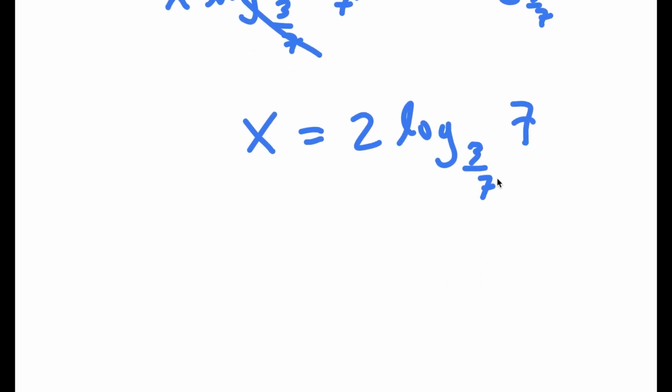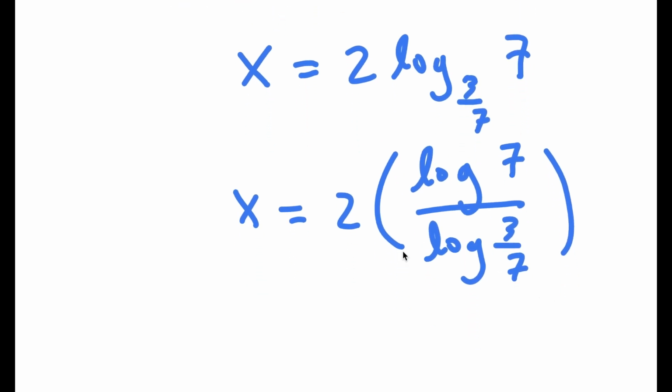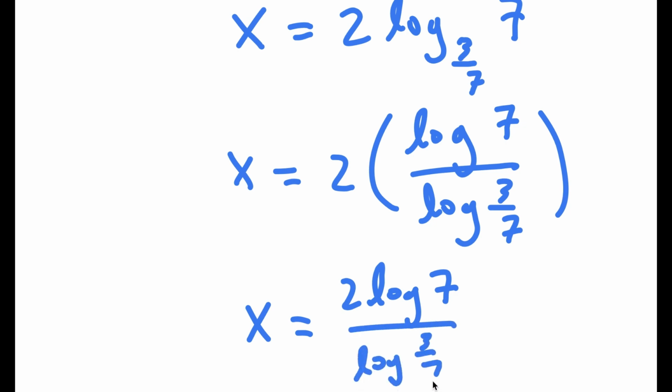Now, log base 3 over 7 of 7, that's the same thing as log base 7 over log base 3 over 7. So x is equal to 2 times log base 7 over log base 3 over 7.